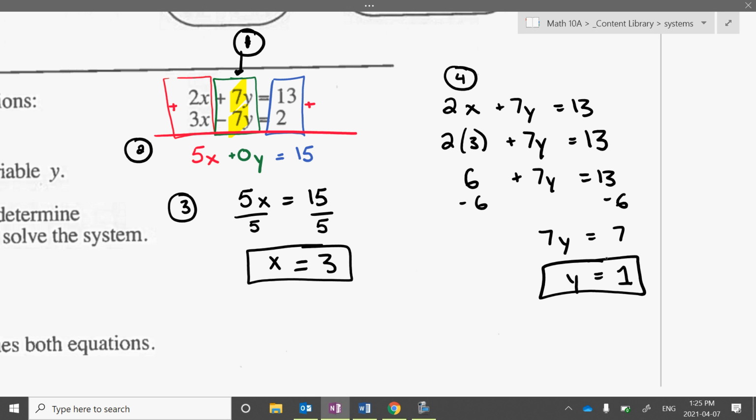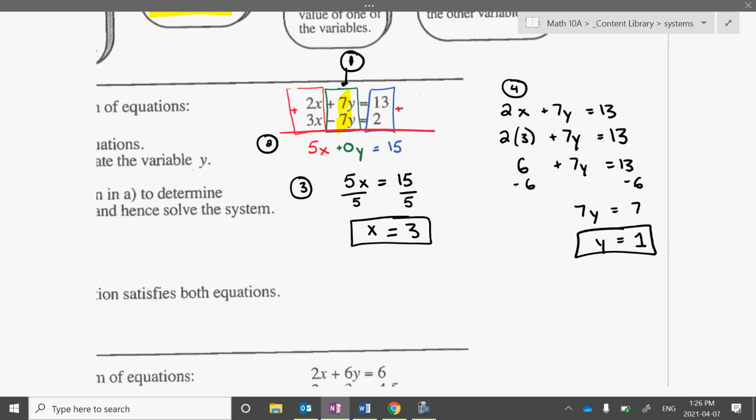One variable, because if both variables were the same, they both cancel out, and then you're left with nothing.